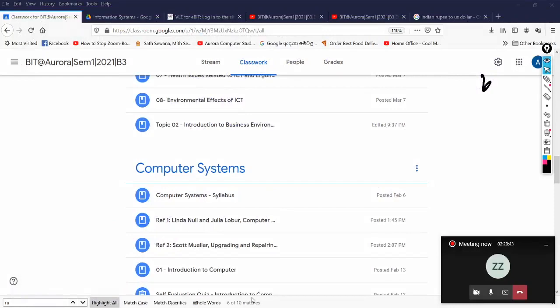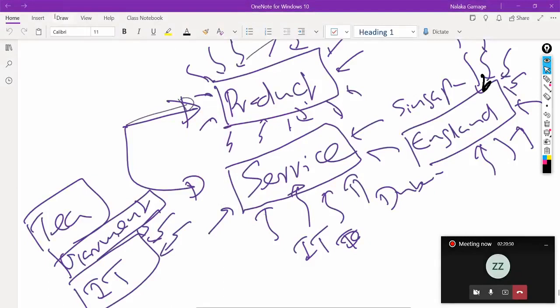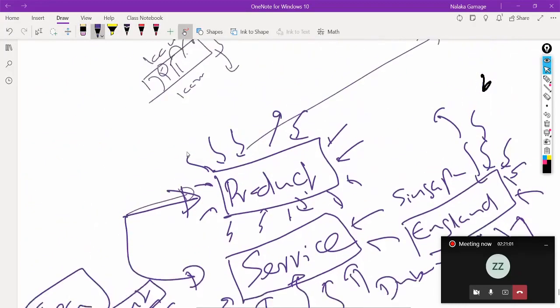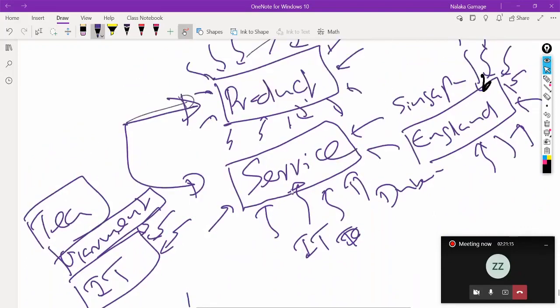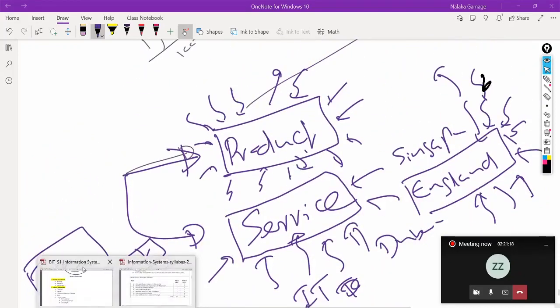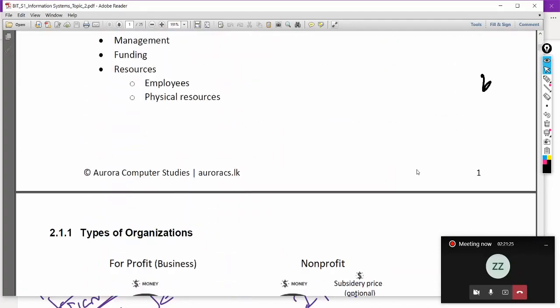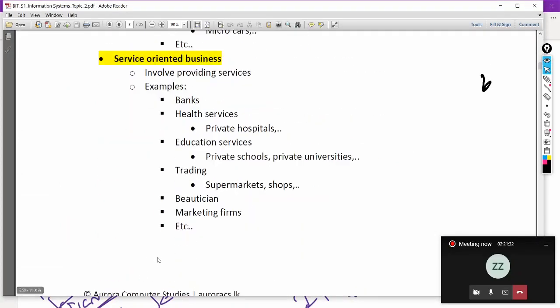So when we say business, either we are talking about a product-oriented business organization, or we are talking about a service-oriented business organization. Right? We expect that you know these things. Product-oriented, service-oriented. So tourism and banking are service-oriented businesses. So we discuss product versus service-oriented businesses.